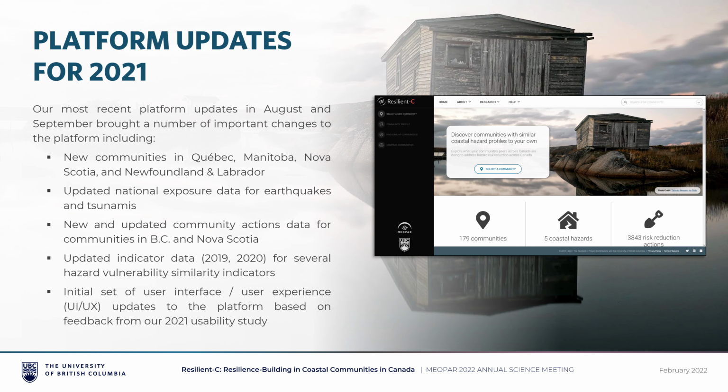2021 was a big year for Resiliency, with a summer release focused around expanding our geographic coverage into Quebec, Manitoba, and Newfoundland, while also adding additional communities in BC and Nova Scotia. We updated the national exposure data for earthquakes and tsunamis, implemented new and updated community actions data for communities in BC and Nova Scotia, updated our indicator data to be more current for several hazard vulnerability similarity indicators, and implemented our initial set of user interface and user experience updates to the platform based on feedback from our 2021 usability study.